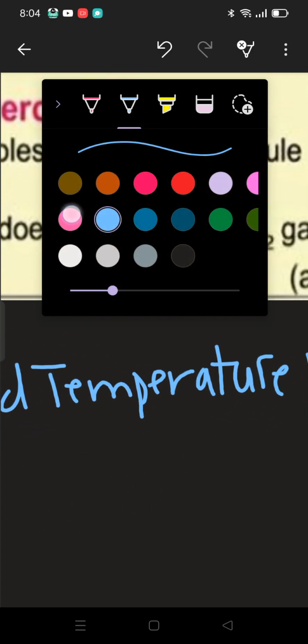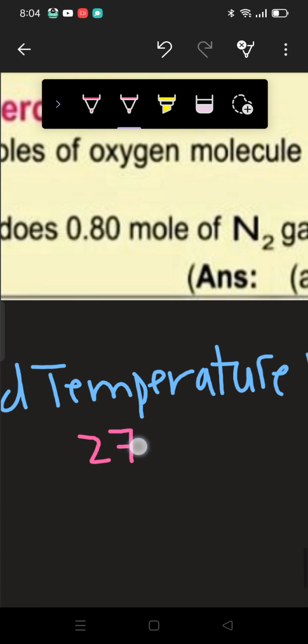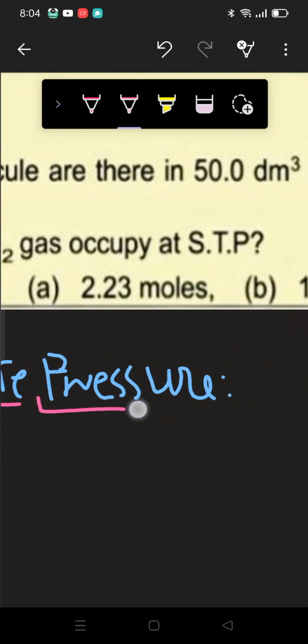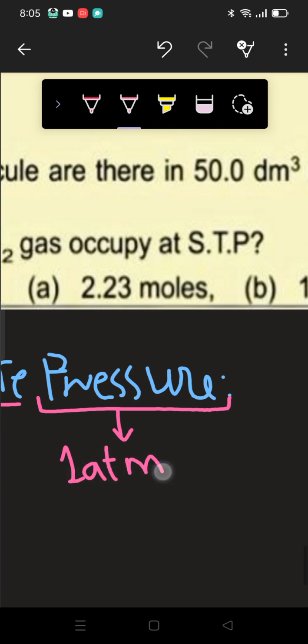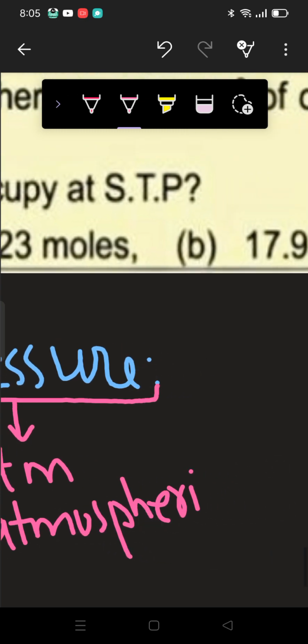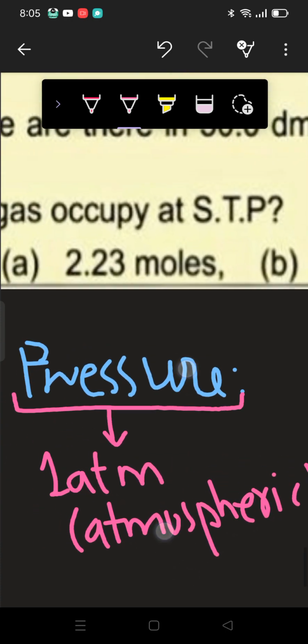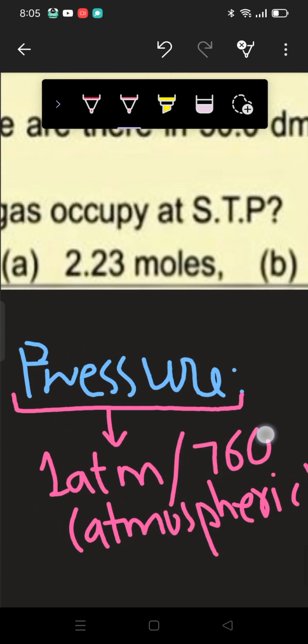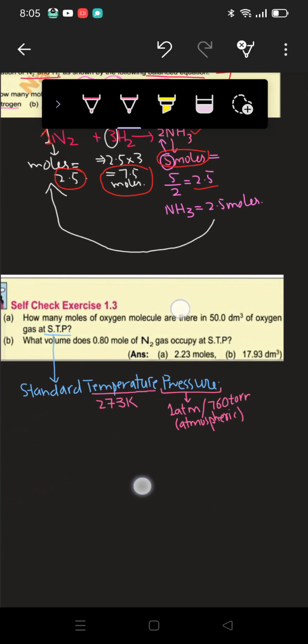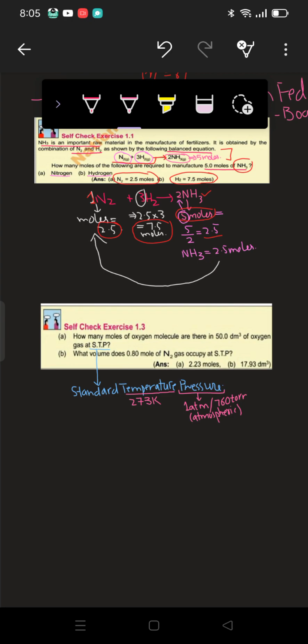The standard temperature we have is 273 Kelvin. However, the standard pressure we have is 1 atm. 1 atm is basically used for the atmospheric pressure, or you can say 760 torr, or 760 mm of Hg. This is what we call standard temperature pressure.